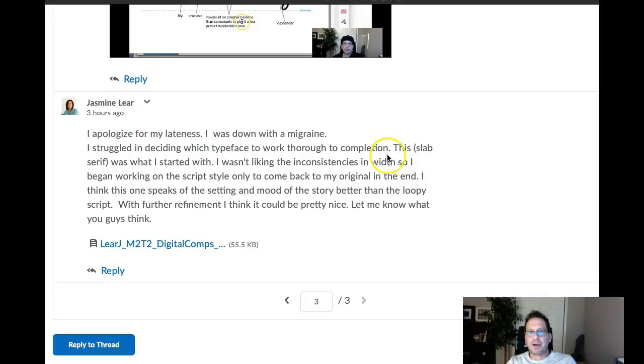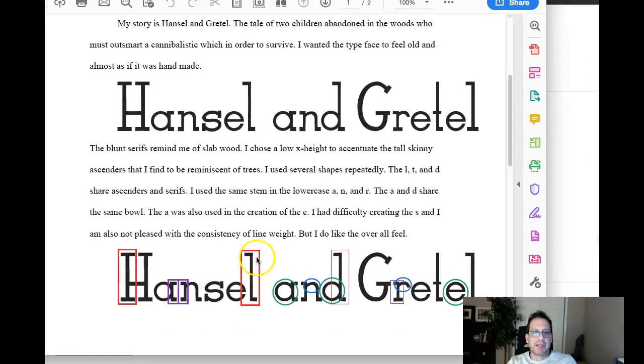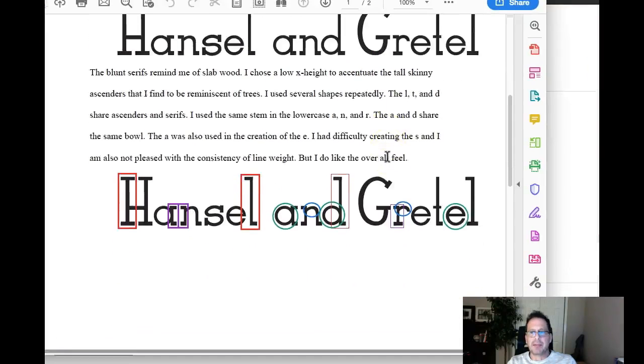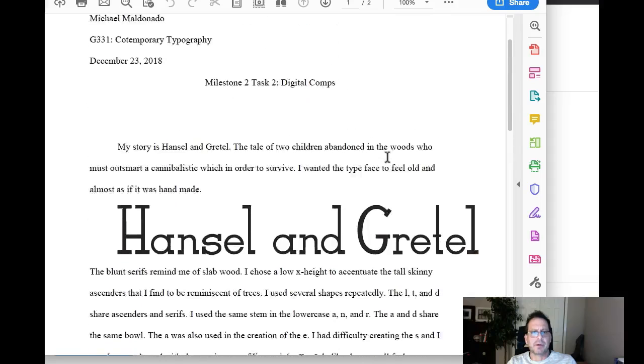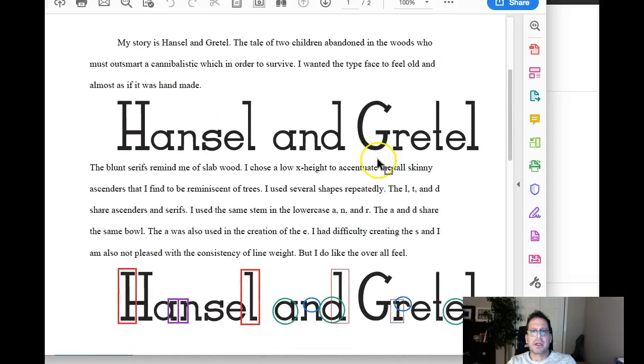I like the swab serif. I think it works beautifully. I really do. I haven't seen the scripted typeface you're talking about, but I'm a big fan here. I think I had mentioned that earlier in one of your earlier posts, but I think this is fantastic.